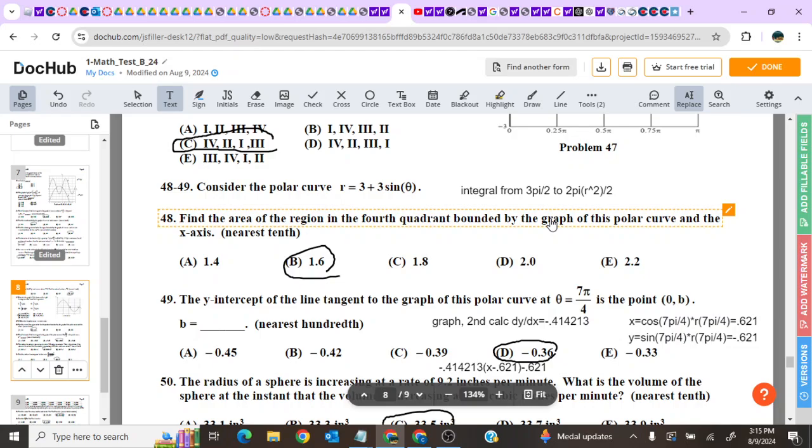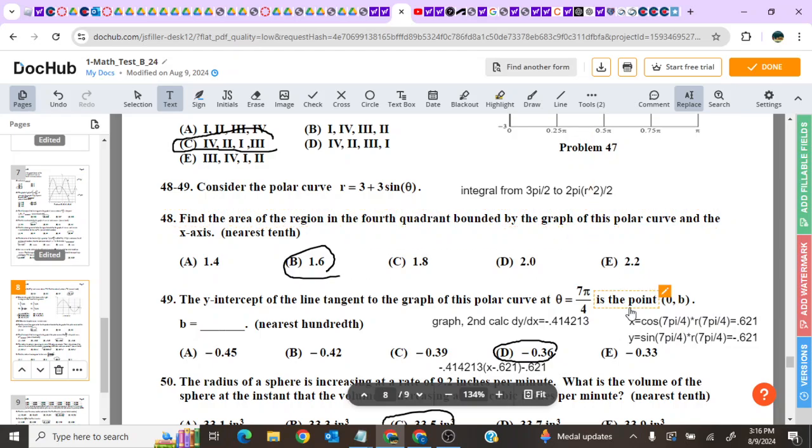The y-intercept of the line tangent to the graph of this polar curve is the point (0, b). B is equal to what? Well, first off, we can figure out the derivative at that point with our calculator. If you go to graph, press second calculate, you can draw in polar form by going to mode and then polar. You can actually just figure out dy over dx, and it'll give you negative 0.414213.